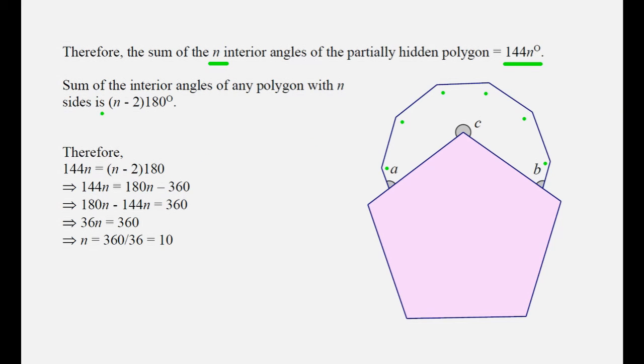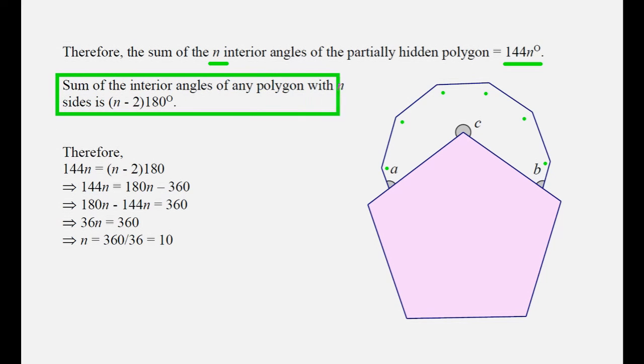Now, according to a very basic formula, we know the sum of the interior angles of any polygon with n sides is n minus 2 times 180. So our hidden polygon has n sides, that's what the question says, and that's what we're supposed to find. So we're going to set up an equation. 144 times n has to equal n minus 2 times 180. Now, you really want to pause the video here and make sure you understand where this equation is coming from.